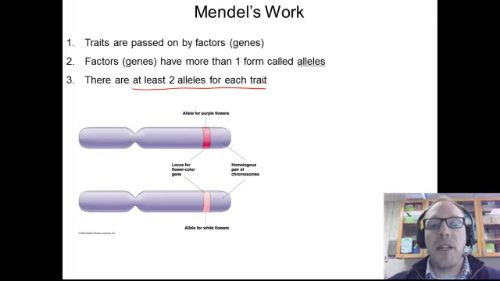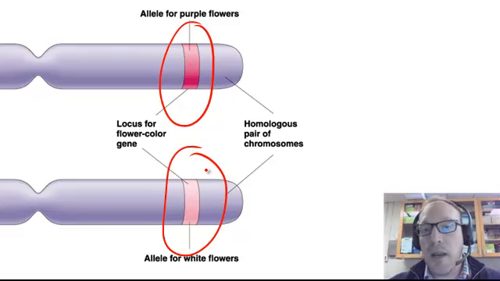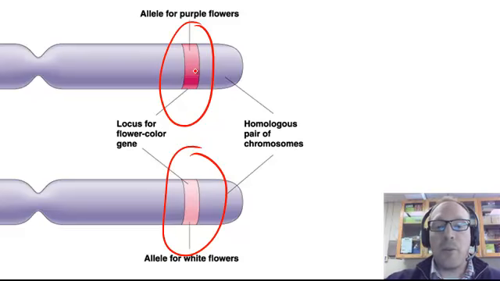It's that you have an allele on one chromosome and you have another allele for the same gene or type of gene on a homologous chromosome. And you could have two of the same alleles, or you could have different alleles. In this situation, we have an allele for purple flowers on one chromosome and an allele for white flowers on the homologous chromosome.